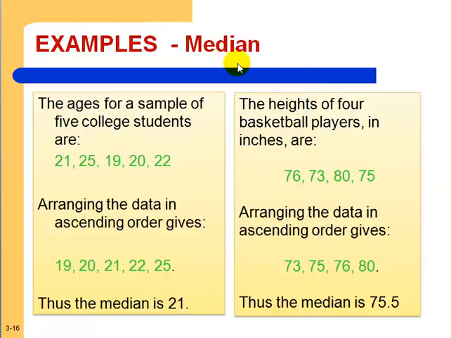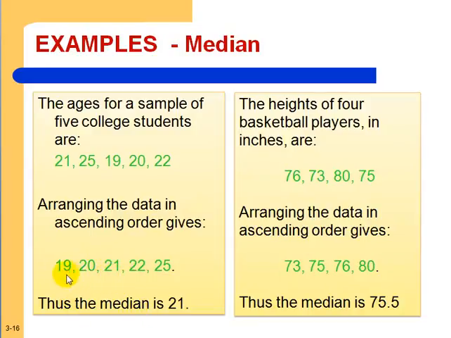Okay, examples. Examples are always the best way for us to understand a concept. The ages of a sample of 5 college students are 21, 25, 19, 20, and 22. How do we find the median for this set of data? First, let's arrange the data in ascending order. We get 19, 20, 21, 22, 25, and the median is the middle one. So the median is 21.